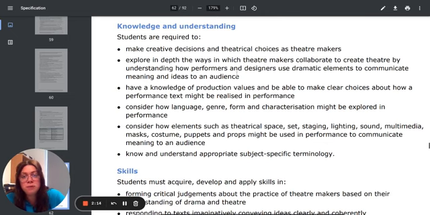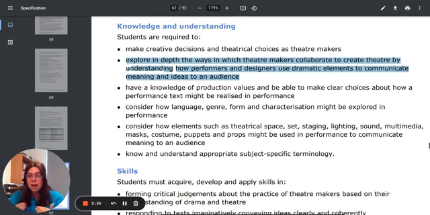Second of all, explore in depth the ways in which theatre makers collaborate and create theatre by understanding how performers and designers use dramatic elements to communicate meaning and ideas to the audience. Dramatic elements is just referring to our key terminology, all the things that we do in order to create a scene. So do you understand how the performer might interact with the designer in order to create meaning?